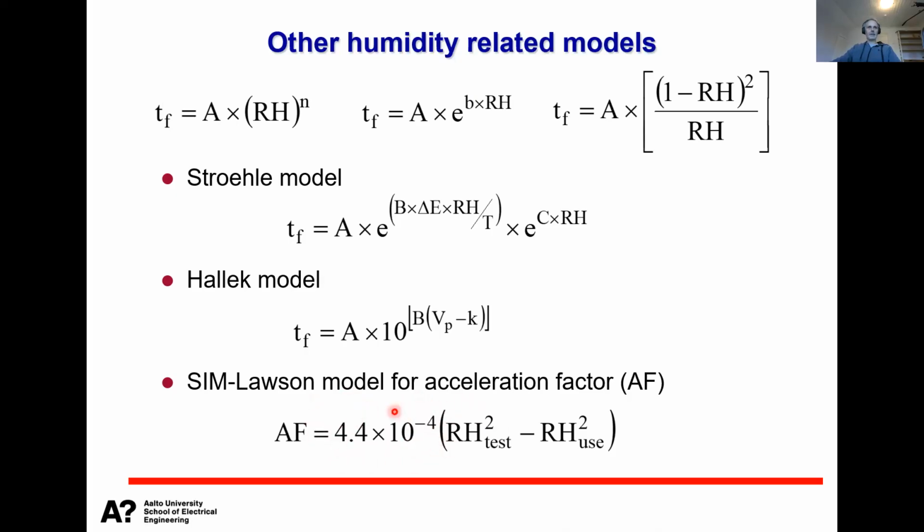But for one specific material, you can utilize this kind of acceleration factor between the use conditions and test conditions. After we have discussed these different types of tests, most probably on Thursday or next Tuesday, I will also show you more practical examples of how you can calculate these times to failure or acceleration factors and compare different types of tests.